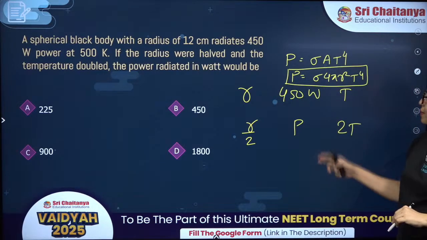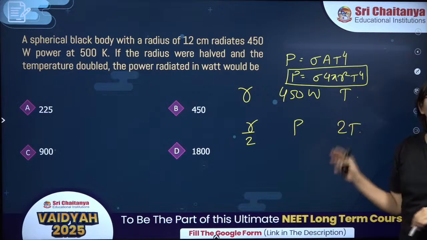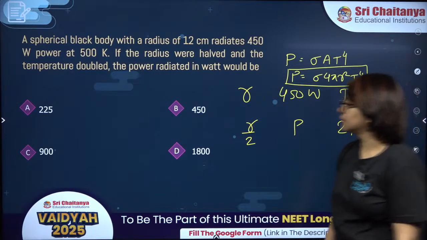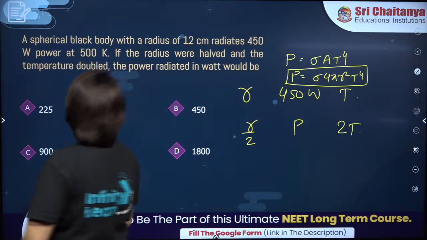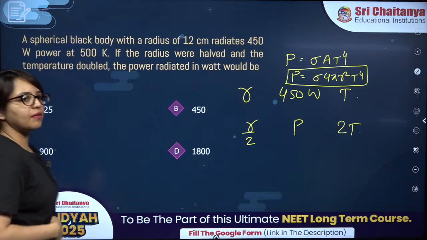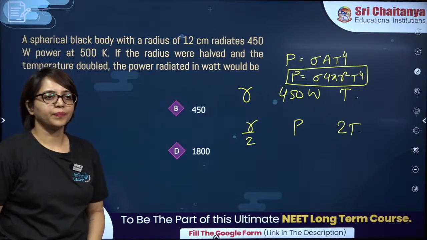So you have to compare for this and this to get the correct answer. Try this one. This is one of the PYQ guys. Radius is half now and temperature is doubled.